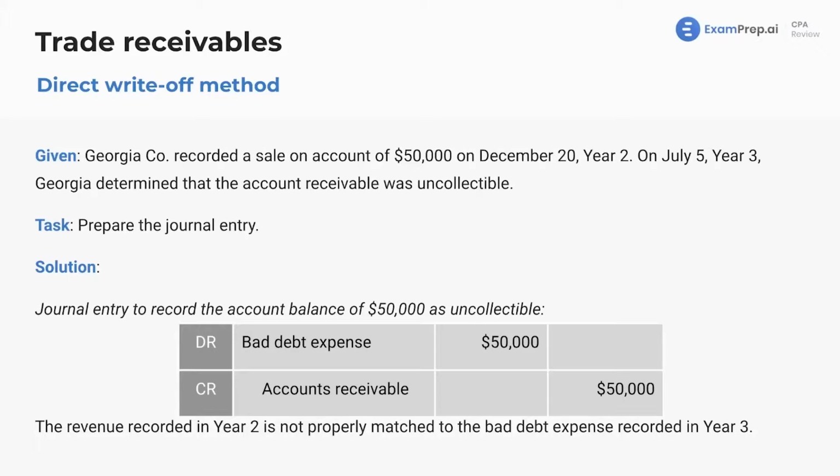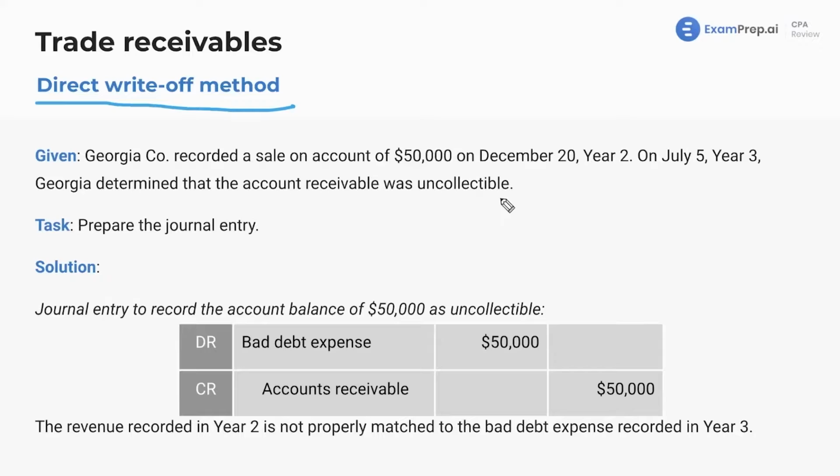Next up, we have our direct write-off method. And the question will have to tell you what method we use. I don't tell you here because it says it right here. Georgia company recorded a sale on account of $50,000 on December 20th, year 2. On July 5th, year 3, Georgia determined that the account receivable was uncollectible.